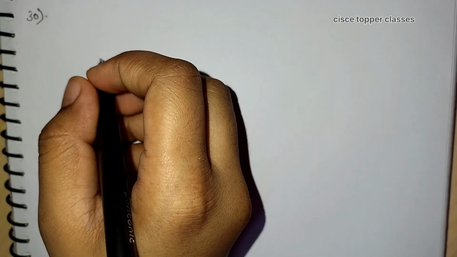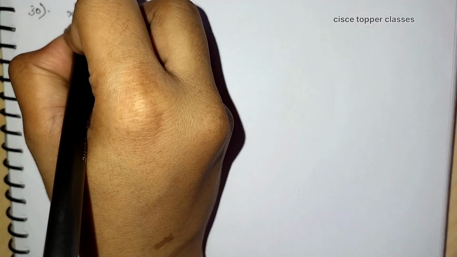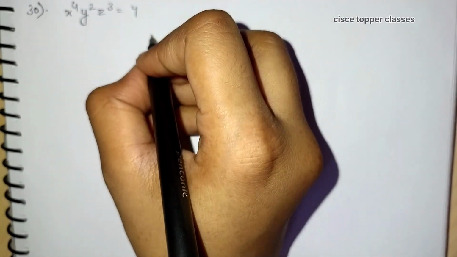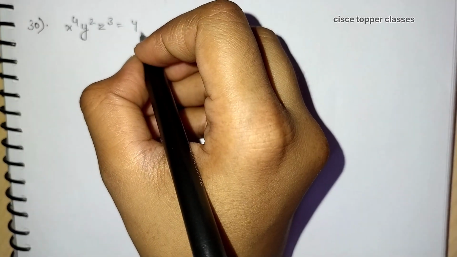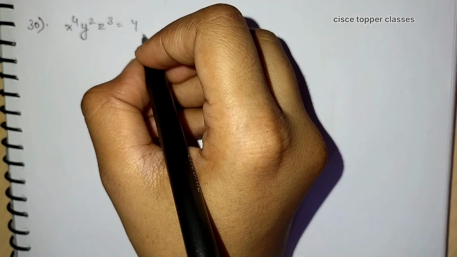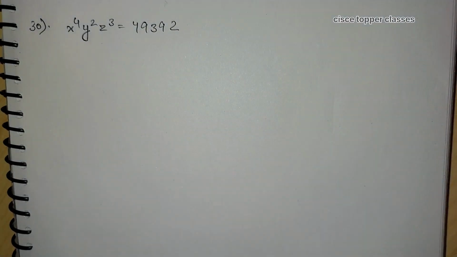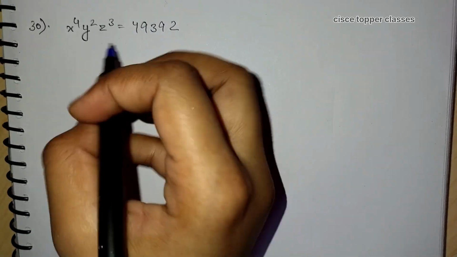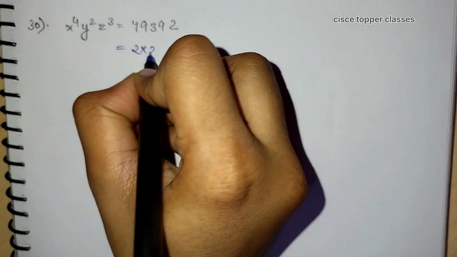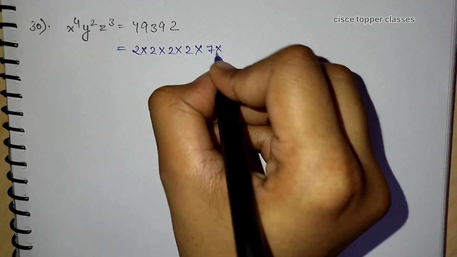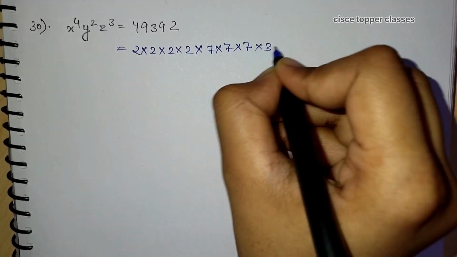Now let us solve the 30th question, in which we have to find the value of x, y, z. The given information is x to the power 4, y to the power 2 and z to the power 3 is 49392. So we can simply solve this by factorizing it, so that we get 2 into 2 into 2 into 2, triple 7 into double 3.